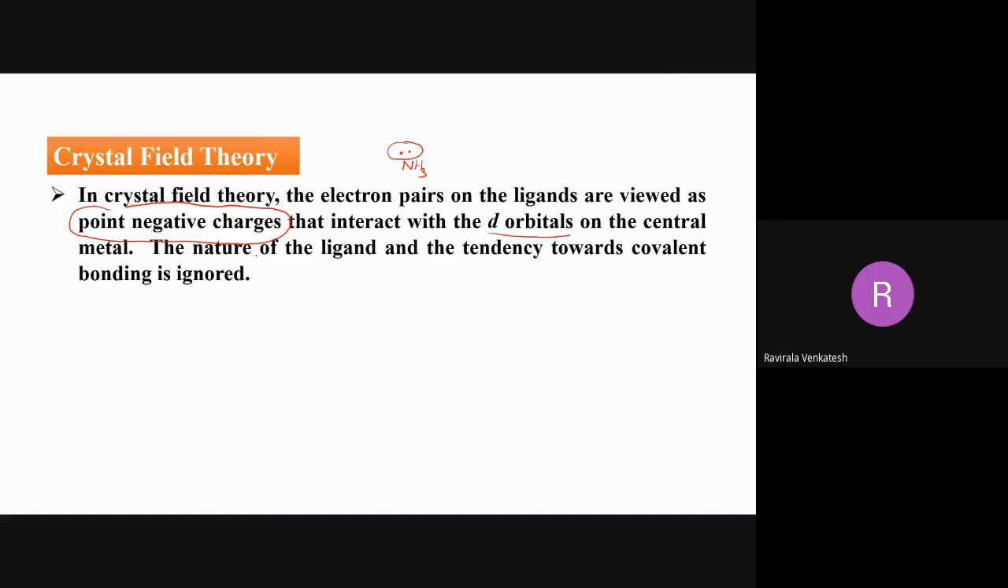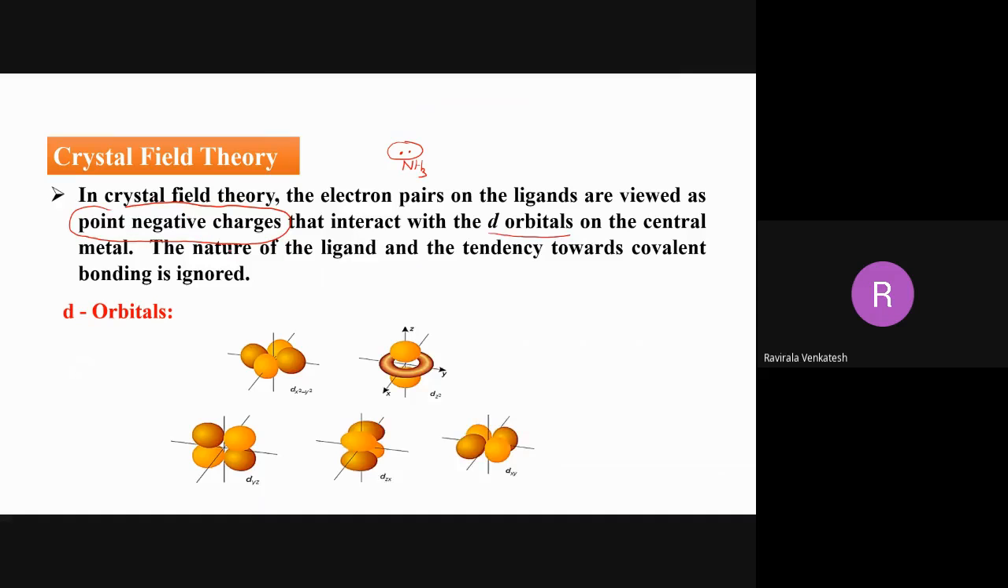The nature of the ligand and the tendency towards covalent bonding is ignored. You are just ignoring this. For example, the d orbitals contain dx square minus y square and dz square. These two orbitals are along the axis. And dxy, dyz, and dzx are between the axis.